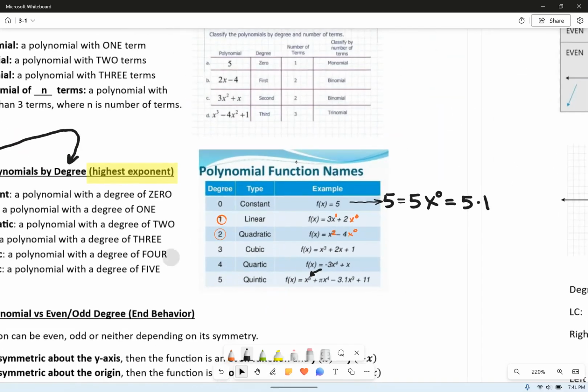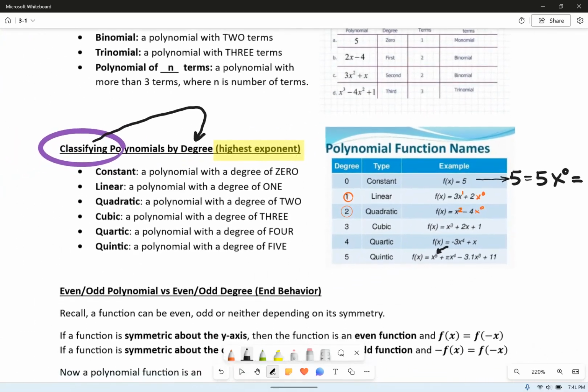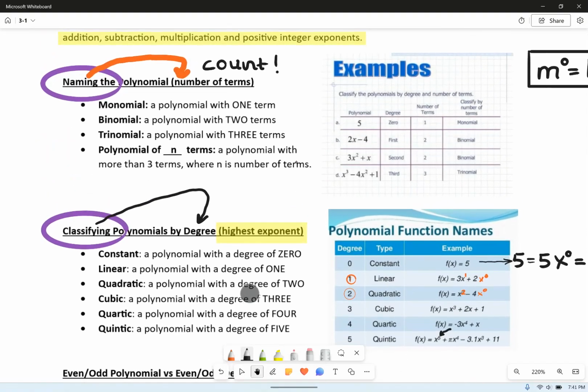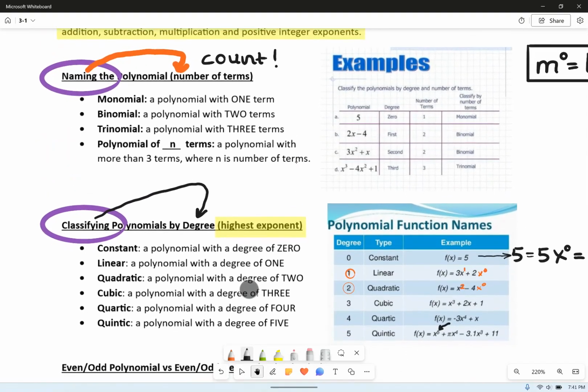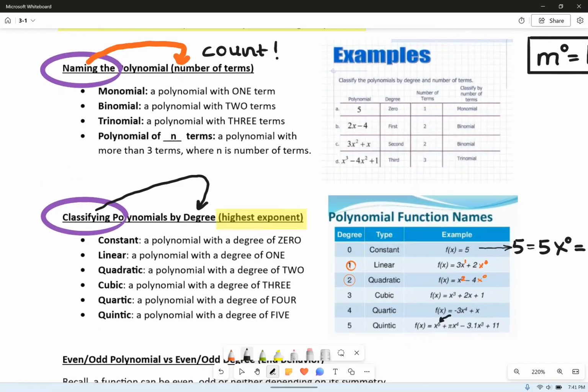So again, classifying polynomials merely means that you need to find the highest exponent so that you can classify it versus name it. Naming means you count. Okay, so please remember these two differences as to not get confused. The letter naming starts with an N, so number of terms is the one that you're counting.